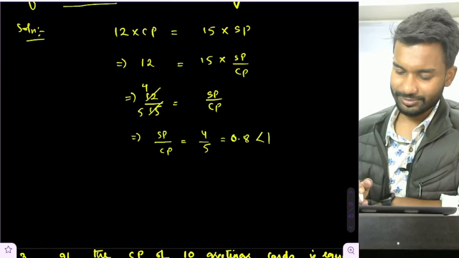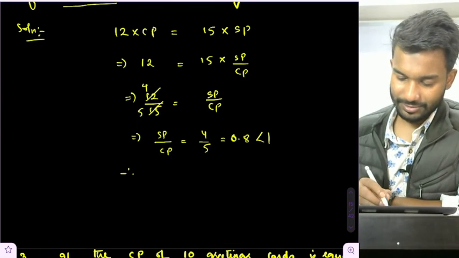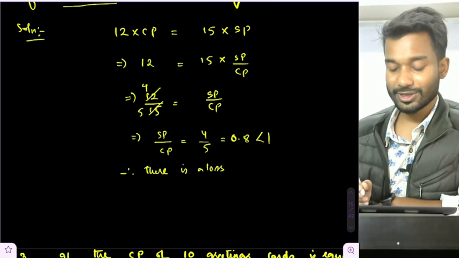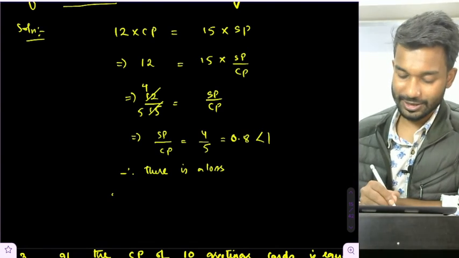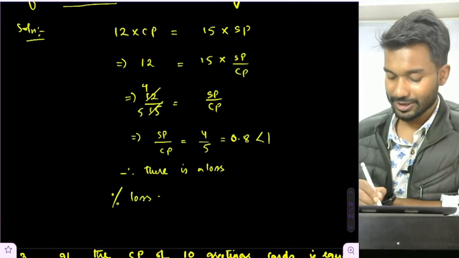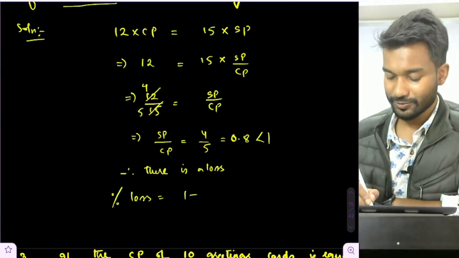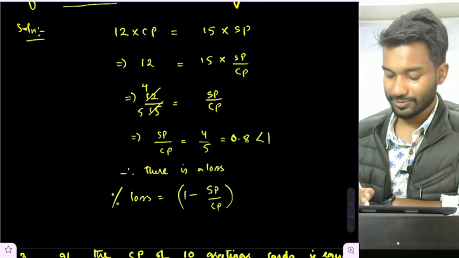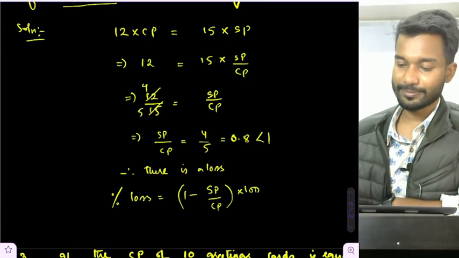Therefore there is a loss. How much is the loss? They're asking the percentage loss. If you know the ratio, we apply this formula: percentage loss equals 1 minus SP by CP, into 100.